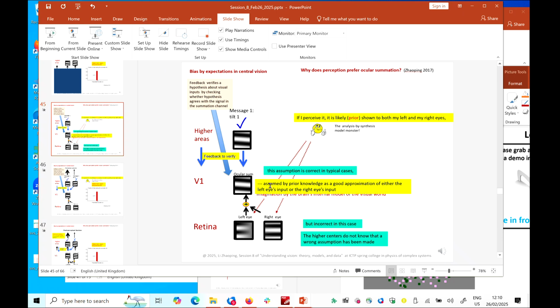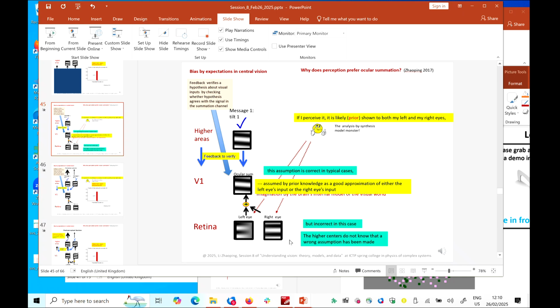It signals that I need to know what information I need. And I think the relevant information is in the summation channel because it actually wants the left and right eye input. Yeah, okay, good. Any other question?